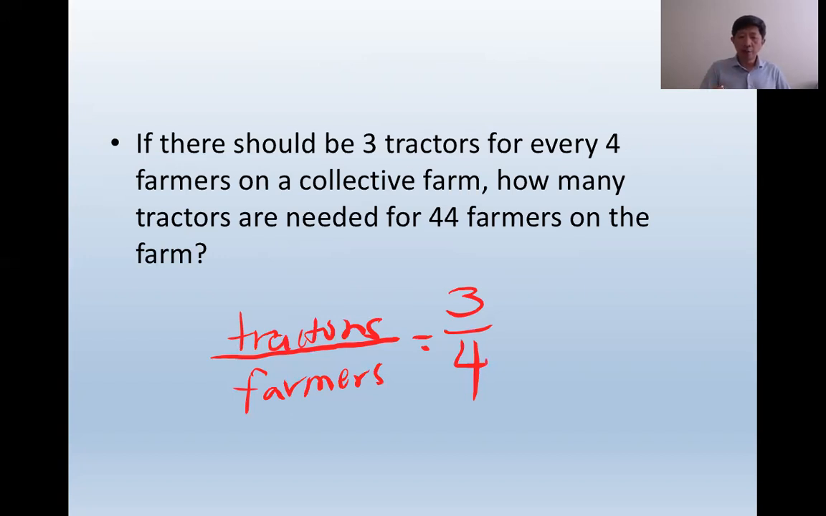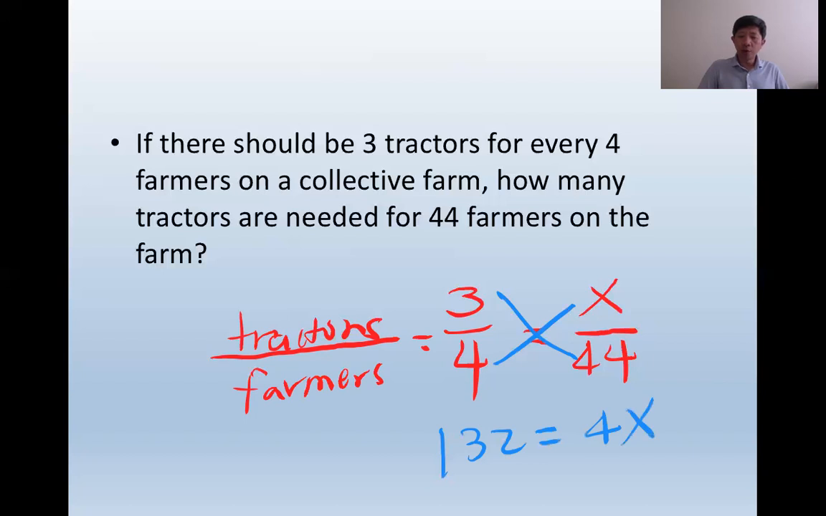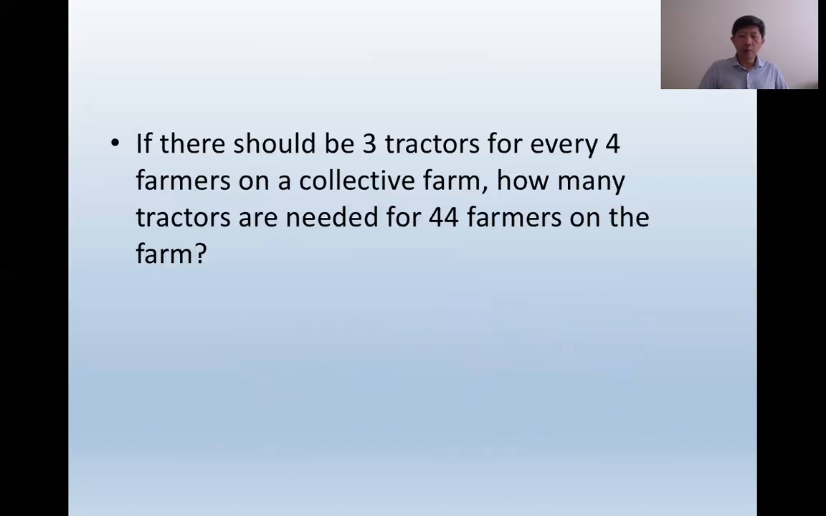So now we want to make another ratio. Now another ratio is how many tractors, which is X, are needed for 44 farmers, right? So again, we cross and multiply. Now cross multiply, we have 3 times 44, 132, 4 times X, 4X, right? And both divided by 4, so X is 33, right? So that is how we use the proportion to solve a problem like this, okay?